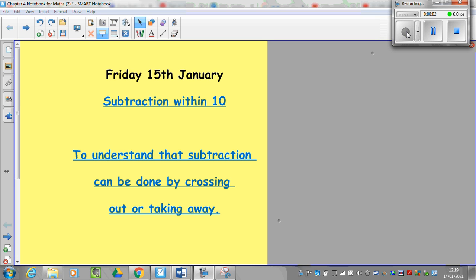Year Ones, and welcome back to our remote learning. Today we are doing some maths, and we're moving on from our addition topic that we were doing for this week, and we're moving on to subtraction.